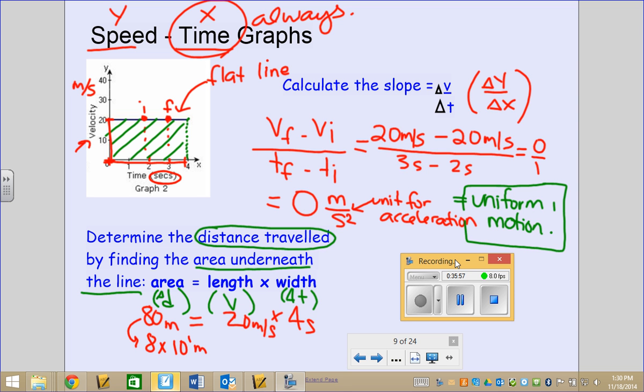But that is what I could actually calculate on a speed-time graph. The slope for now should always be 0 because we have uniform motion. So the thing we'll actually be calculating would be the distance traveled by making a little rectangle under the line and finding the area of the rectangle. Now, does anyone have anything that they would like to ask about this slide here, about speed-time graphs?